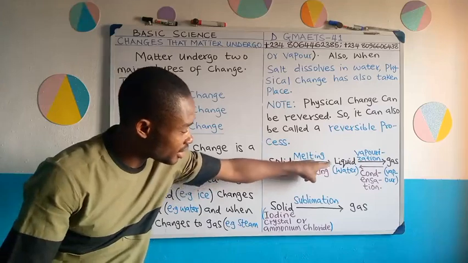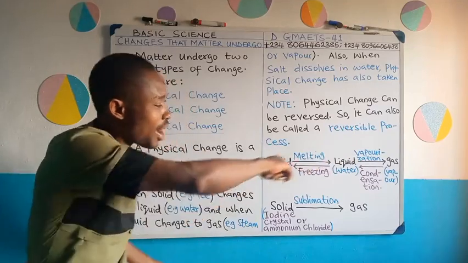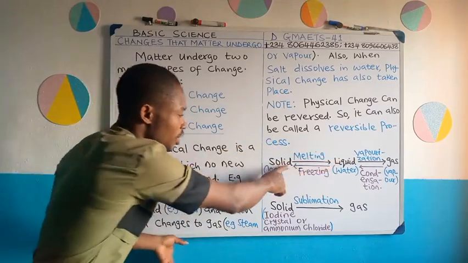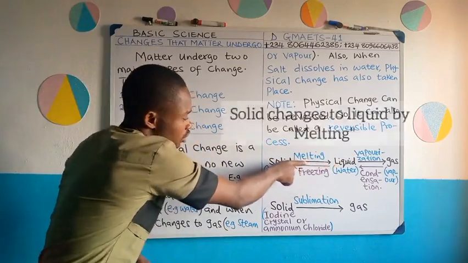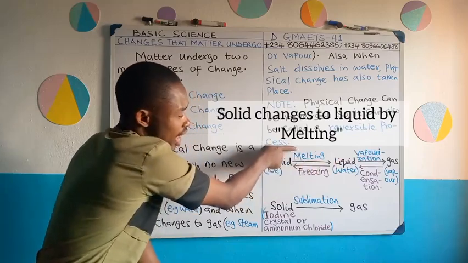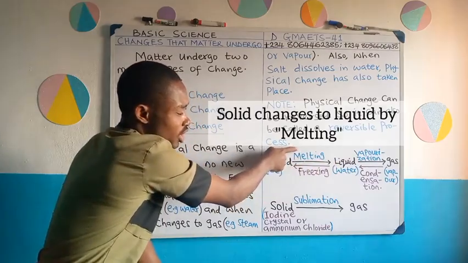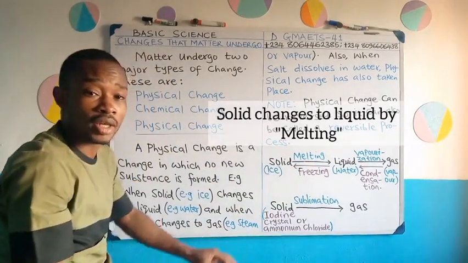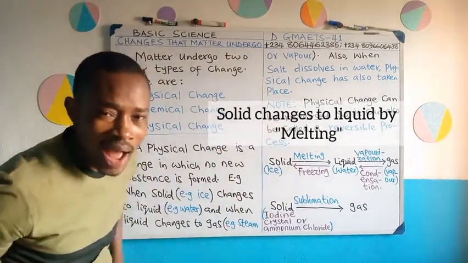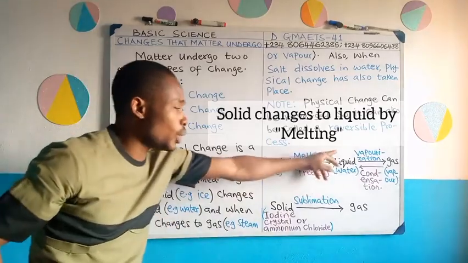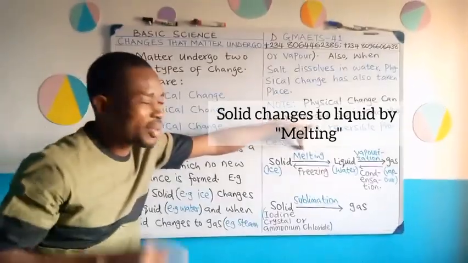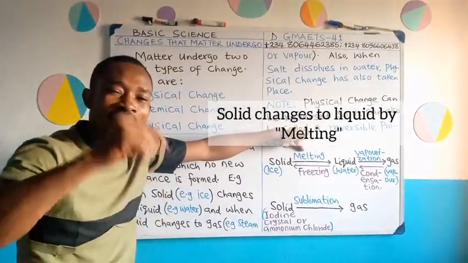Look at this arrow. You can see the way the arrow is pointing. It's pointing to the right there. Are you following? So from solid, it changes to what? Liquid. On top of this arrow pointing to liquid, I wrote something on top here, which I call melting. Melting means if you have solid, for example, ice, changing to liquid, maybe liquid water, the process is called melting.